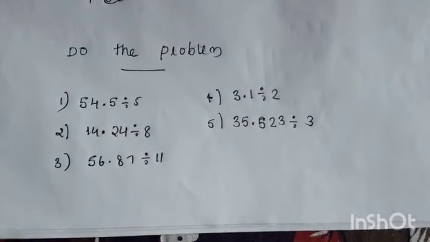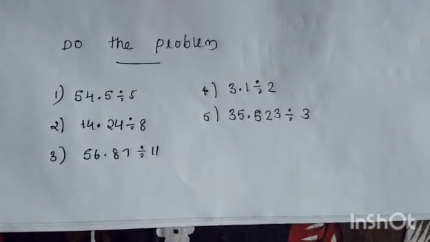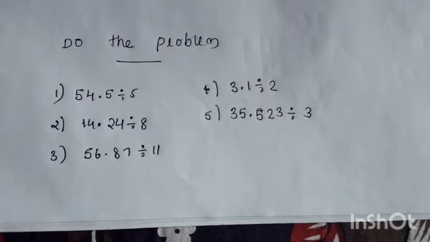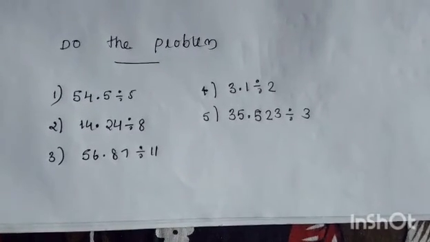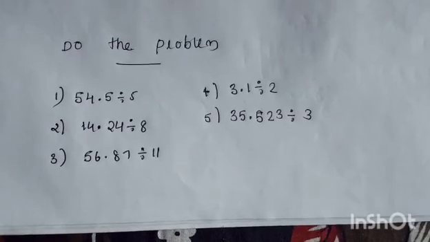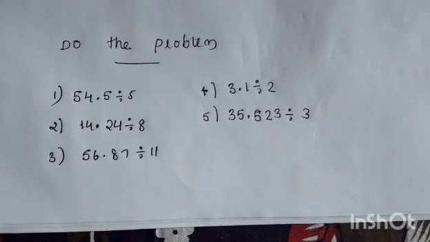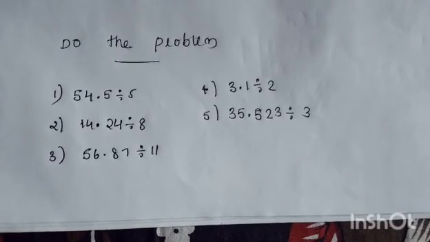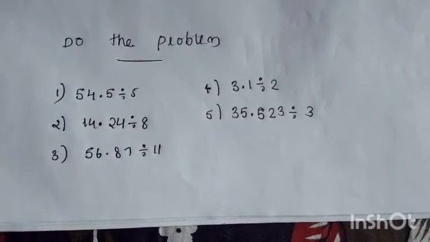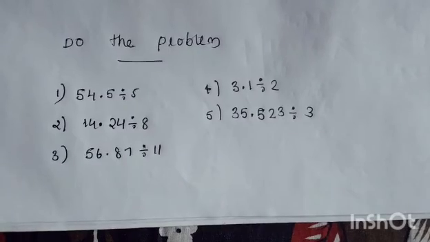This is your homework. Do the problems: 54.5 divided by 5, 14.24 divided by 8, 56.87 divided by 11, 3.1 divided by 2, 35.523 divided by 3. Find the answers and write them in your notebook.